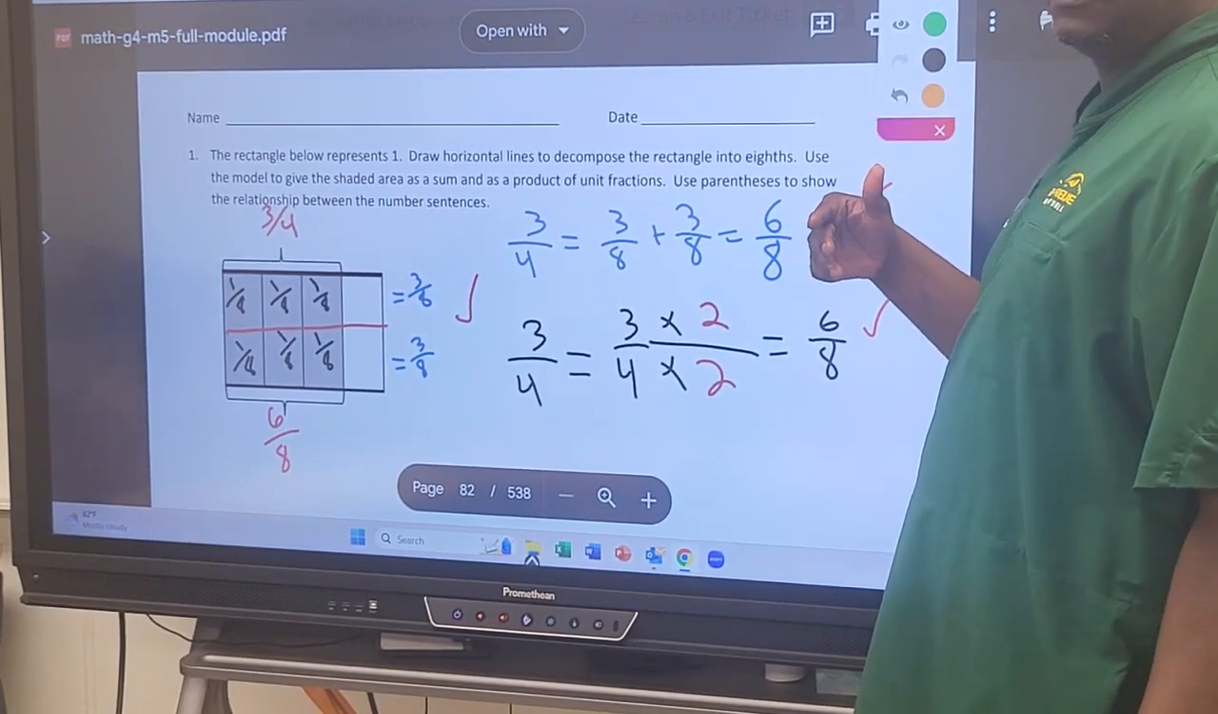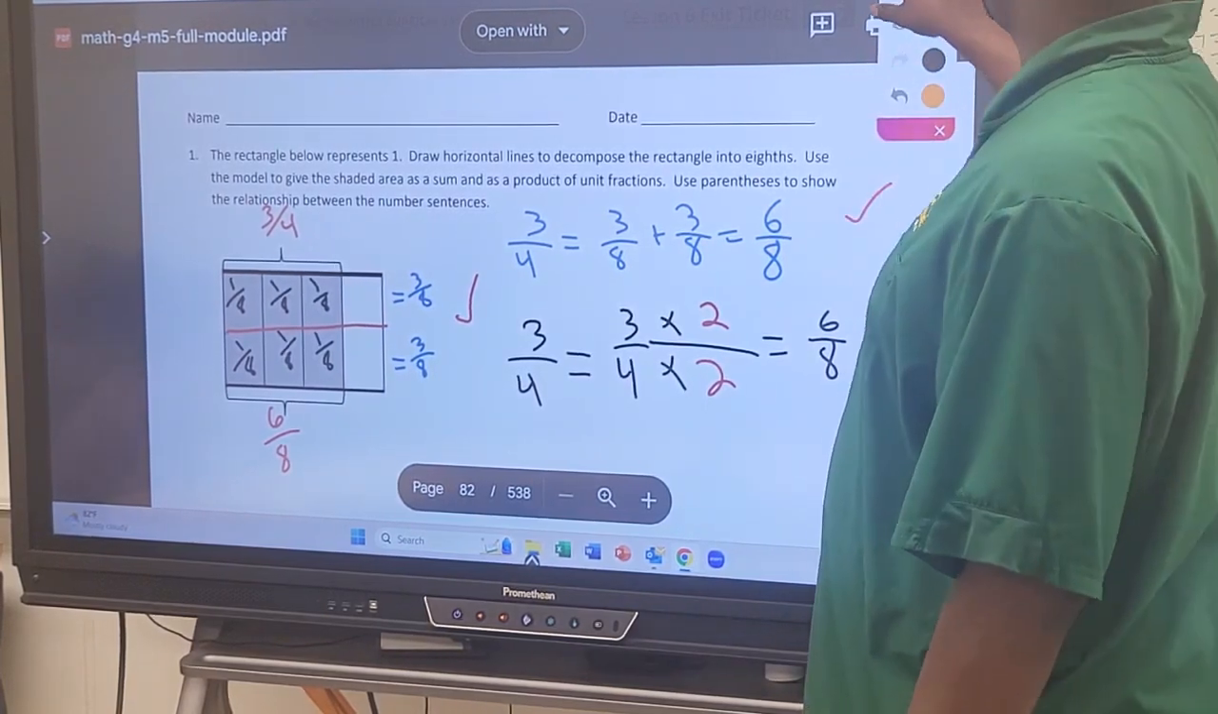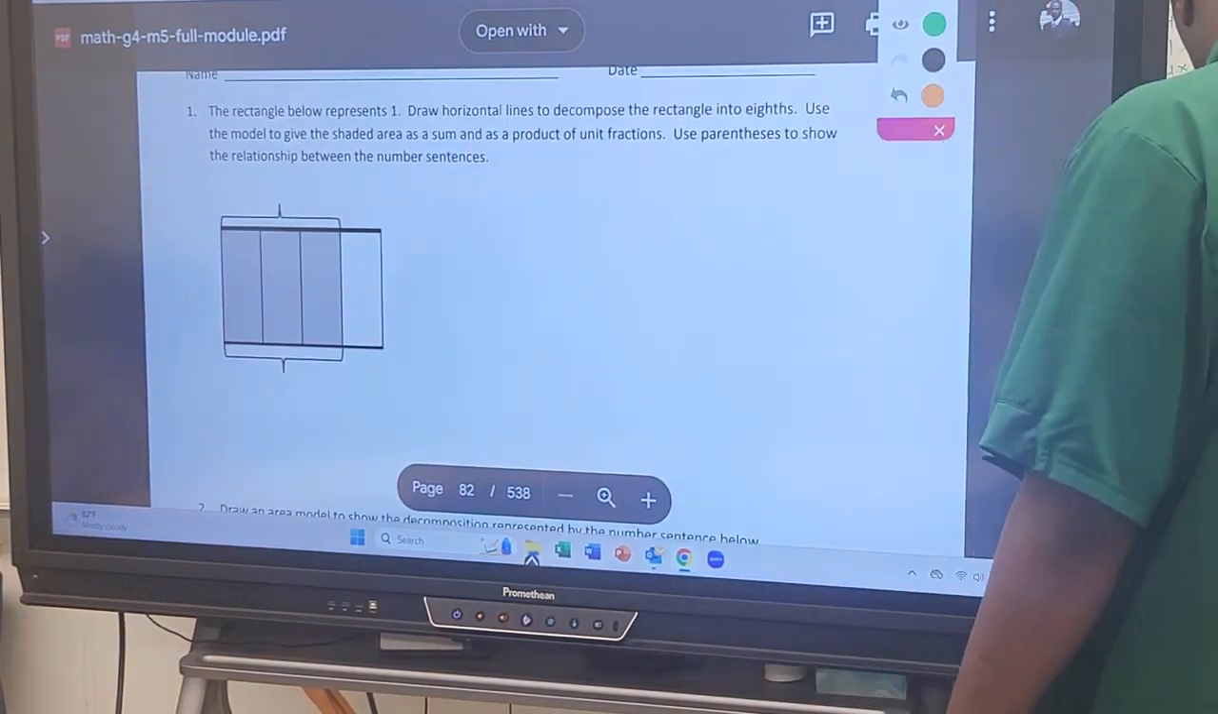Everybody have this on their paper? Yes, sir. Okay. All right.